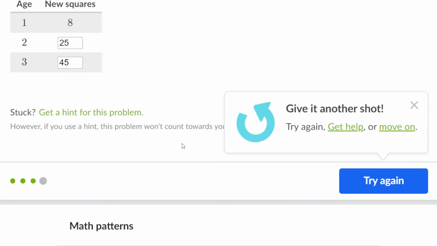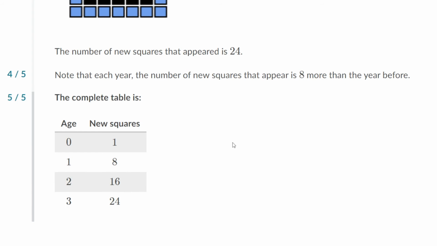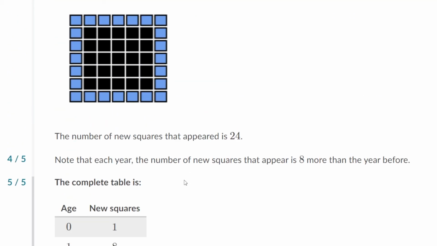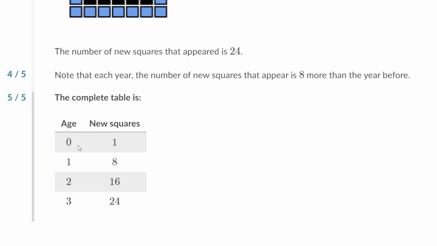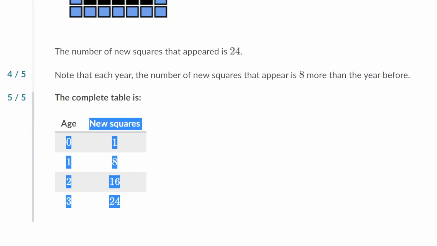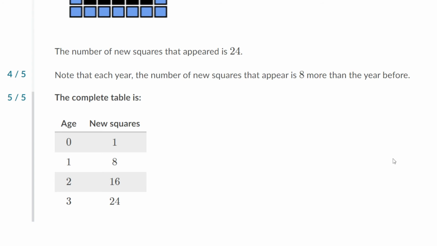Oh no, what did I do wrong? I miscounted. Oh, because it's the number of new squares, not the number of total squares. Ha, see? Reading comprehension, friends. I wish I had a camera on so I could cut to it and look at it like, oh my god, I can't believe I made that mistake. It happens, though.